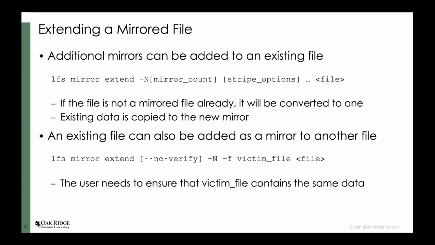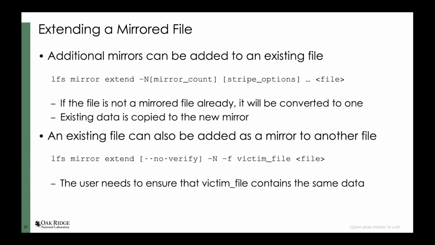You can even take an existing file and add it as a mirror to another one. There's a special option. Instead of specifying stripe options, you can specify -f victim file, and it basically says, take this existing file and take its layout and treat it as a mirror of this. And so the victim file will basically disappear from the namespace, but all of its existing layout will be attached to the file as another mirror.